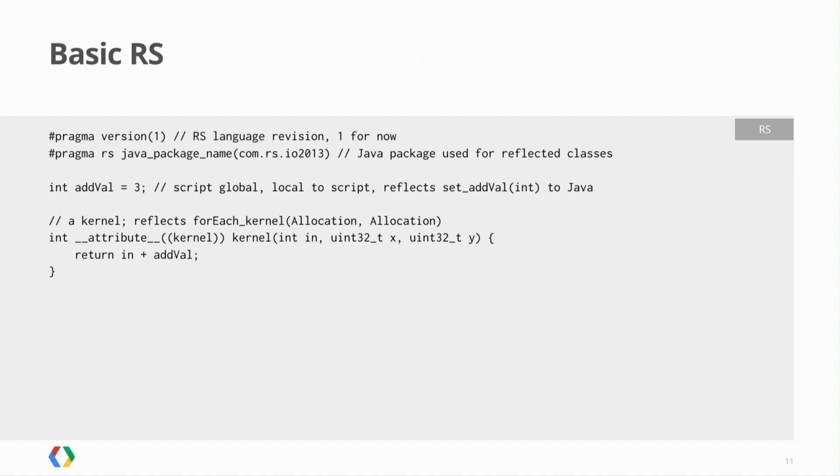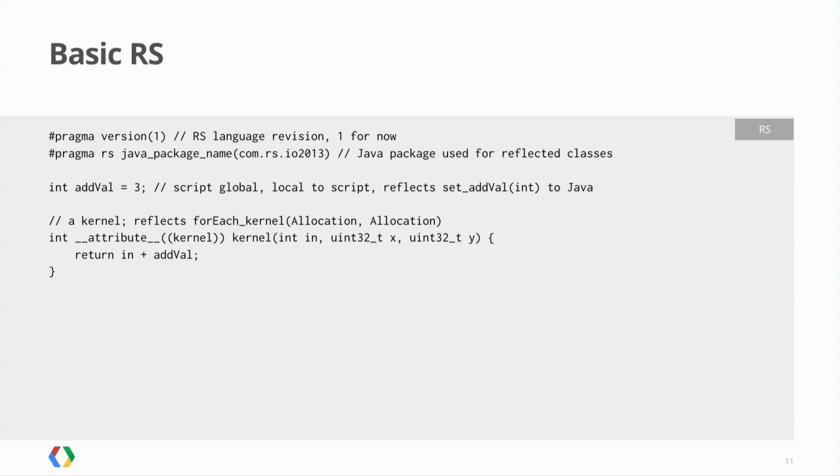And the first thing you'll notice here is that the script starts with two pragmas. First, we have the RS language revision. For now, it's 1. It will be 1 for the foreseeable future. After that, we have a Java package name. And this is the package name that we used for the reflected classes from this script.